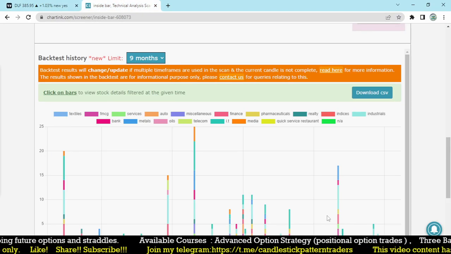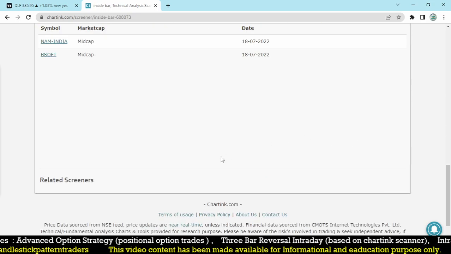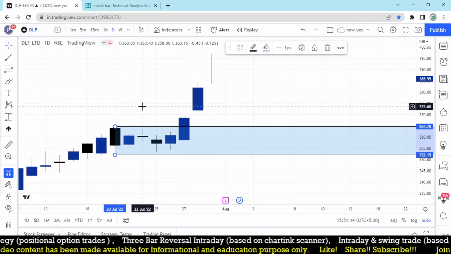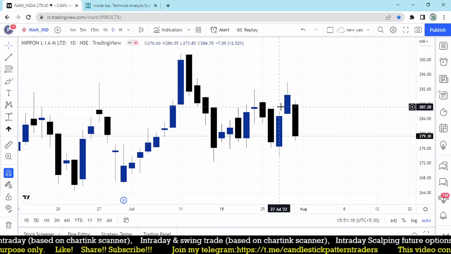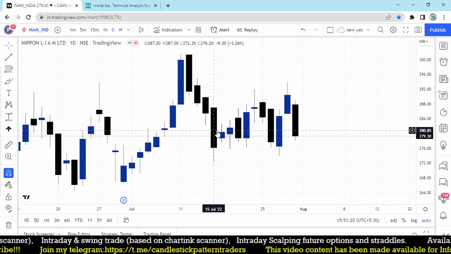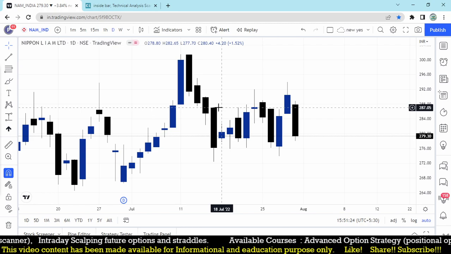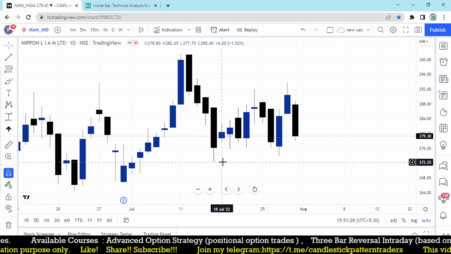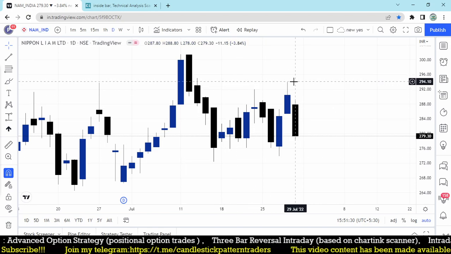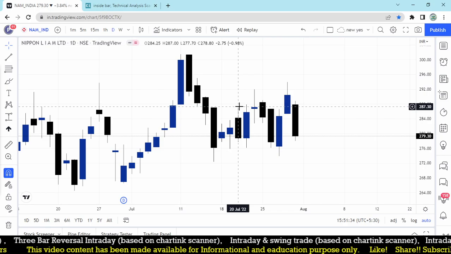And previously, what are the stocks we got? This happened on 18th July, with Bsoft and NAM India. This was on 18th July, and there is a big stop loss. You can see there is a big risk, with entry at 287 and a stop loss of 272. Here it moves up to 294, but not giving you such a big result.